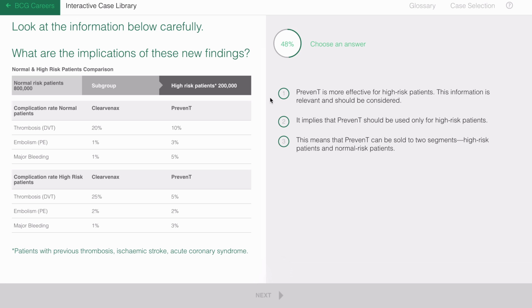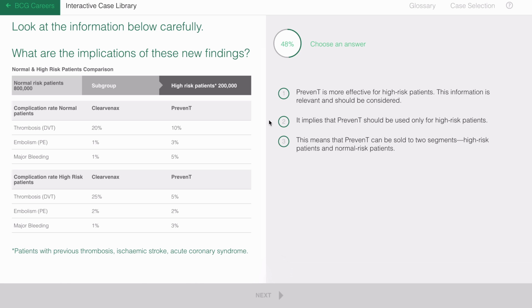Answer choice 1 says Prevent T is more effective for high-risk patients. I agree with that. This information is relevant and should be considered. So definitely agree with that statement. Answer choice 2 says it implies that Prevent T should only be used for high-risk patients. So while it is better for high-risk patients, this doesn't necessarily mean that this should not be used for normal risk patients. There's no data to support this. And in order to reach this decision, we'd actually have to calculate whether profits would be higher if we went only after the high-risk group or if we went after both groups or just the normal risk group.